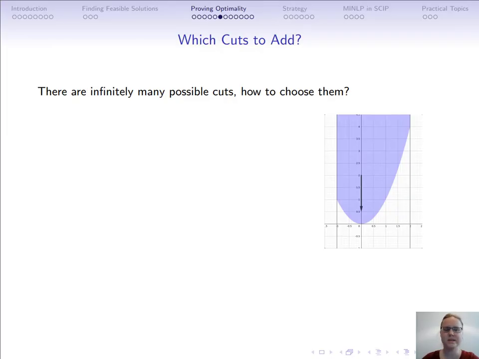Given a nonlinear and convex constraint, the number of possible valid cuts is infinite. So then the question is, which cuts do we want to actually add to our formulation? Now, as I explain this part, I'm going to show how it works on this small example, where we need to minimize the y variable over the set that is shown here in blue.